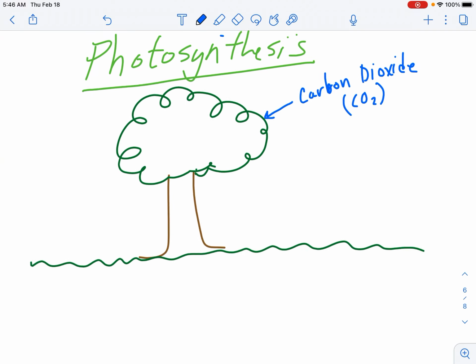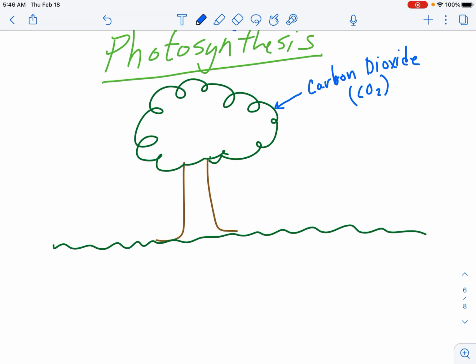The other raw material that is needed for photosynthesis to occur is water. And the tree is going to get water through its roots. So we'll write water underground here. We're just going to draw an arrow going into the bottom of the tree trunk, just like the roots would be. Now these are your raw materials.